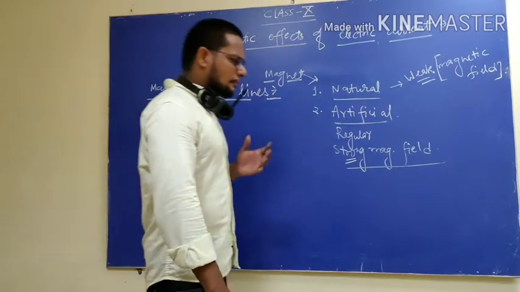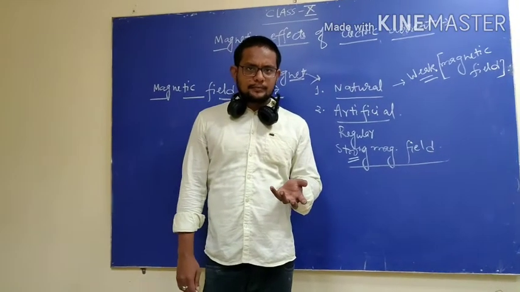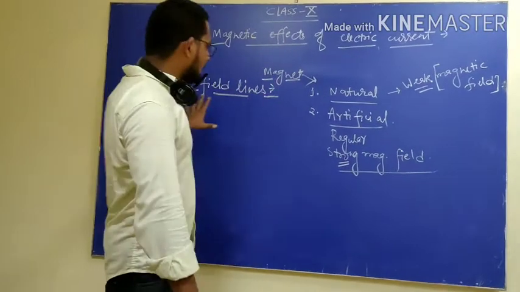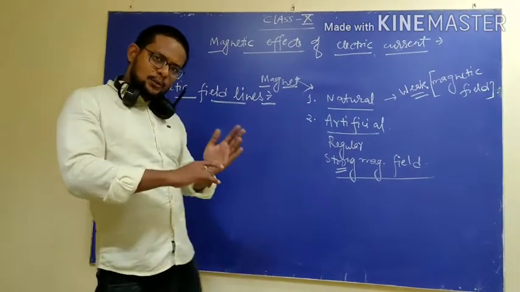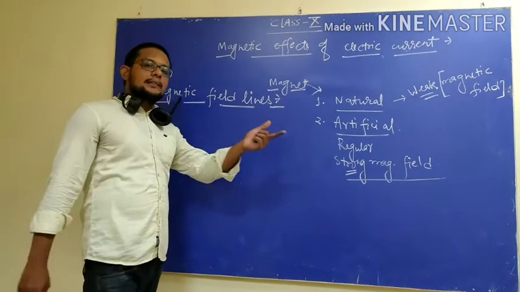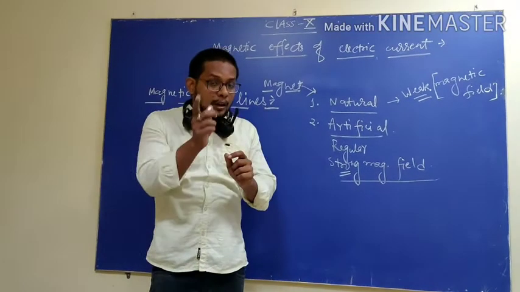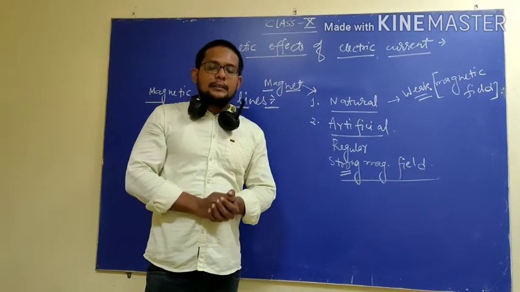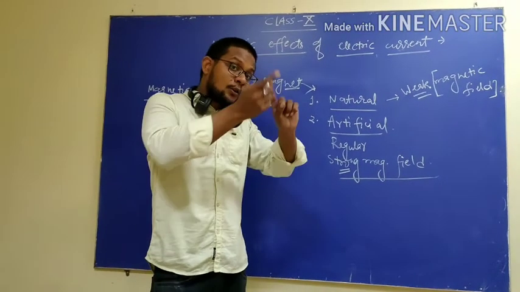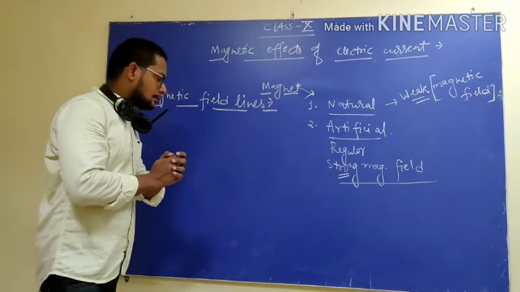Look here, students. Magnetic field lines are imaginary lines. You cannot see them. They can be straight or curved. Magnetic field lines are imaginary curves such that if we draw a tangent, it will give the direction of magnetic force at that point. Where we draw the tangent, it will give the direction of magnetic force.